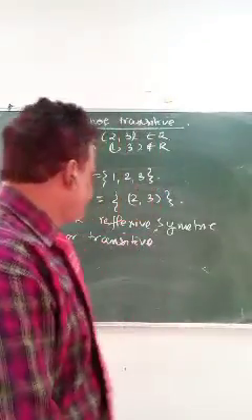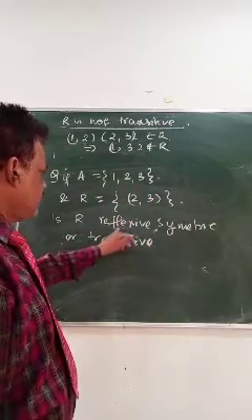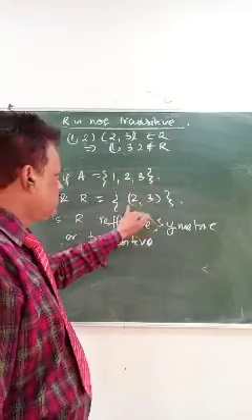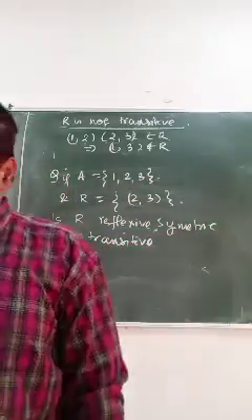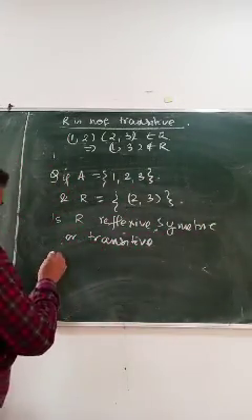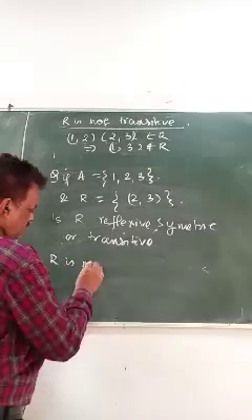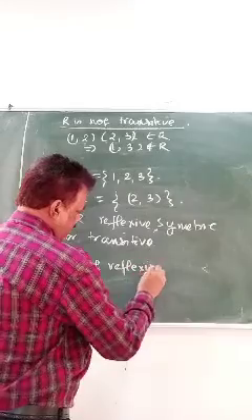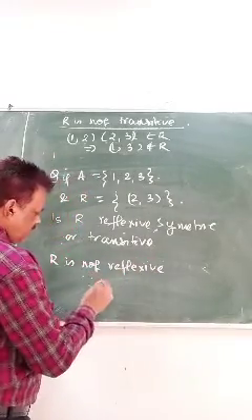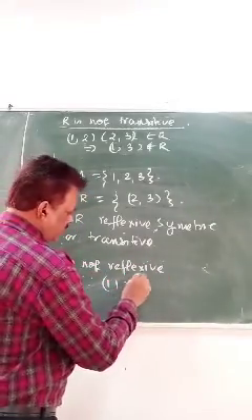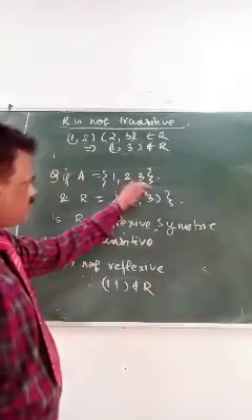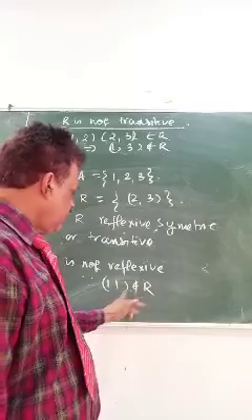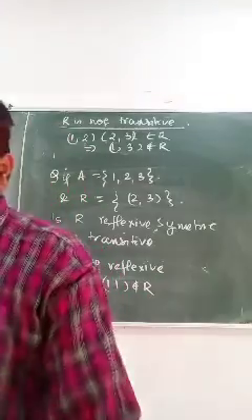What can you write? Look, reflexive is not possible. What is reflexive? It should be (1, 1), (2, 2), (3, 3), which is not present. So you write R is not reflexive. Any one you can write, since (1, 1) doesn't belong to R, or (2, 2) doesn't belong to R, or (3, 3) doesn't belong to R. Any one you can write. Okay, not symmetric.